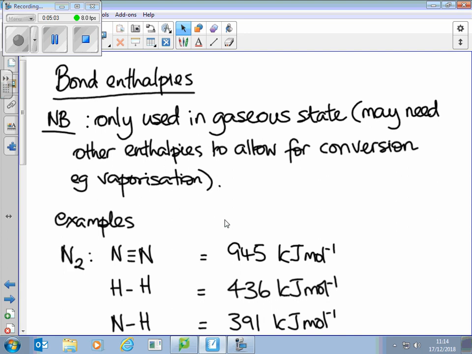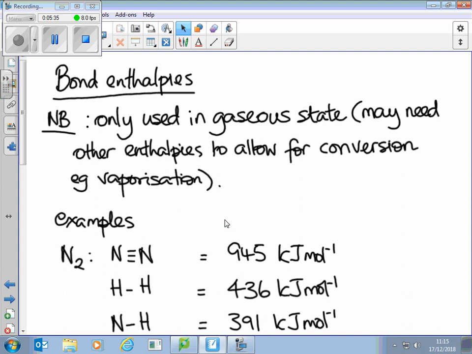And that's where the conflict comes, because you can't then, strictly speaking, work out the enthalpy change of combustion, which is in standard states, using bond enthalpies because they're only in the gaseous state. You can, however, use some other enthalpy changes to make it work. Now, the one that is particularly relevant here is the enthalpy of vaporization, which is the conversion between liquid and vapor.